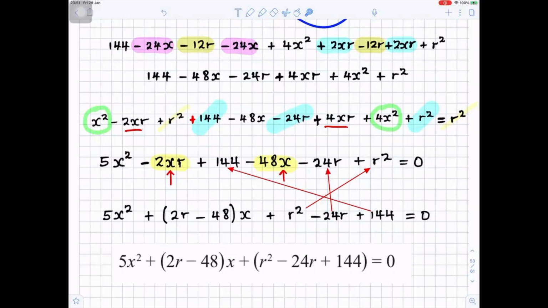So you get the new equation. The 5x squared stays the same. 2xr and minus 48x, they all have x in them. So this x can come out of the bracket, and you have 2r minus 48. And then you're left with this r squared minus 24r plus 144 equals 0. So you've got 5x squared plus (2r minus 48) x plus r squared minus 24r plus 144 equals 0.